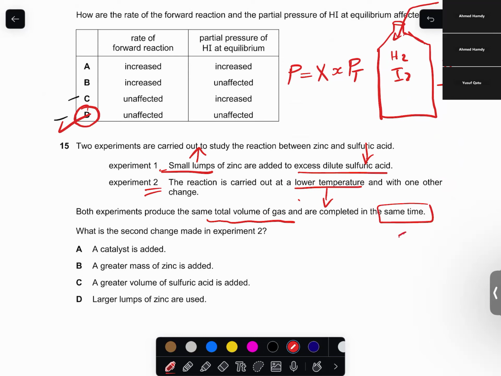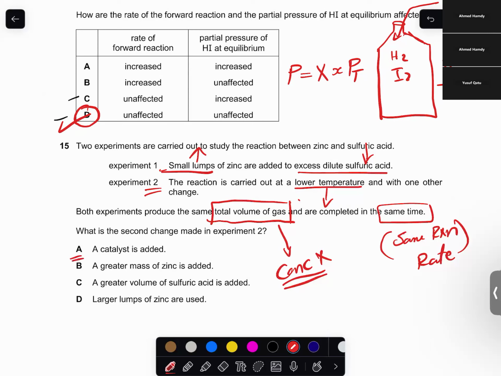Same time means same reaction rate. Since it produces the same total volume of the gas, this means that the concentration is not increased. So if we add a catalyst with the lower temperature, the lower temperature is the factor that decreases the rate, and the catalyst is the factor that increases the rate. It doesn't change the total volume of the gas, it will make the reaction go to the same time. So the answer is A.